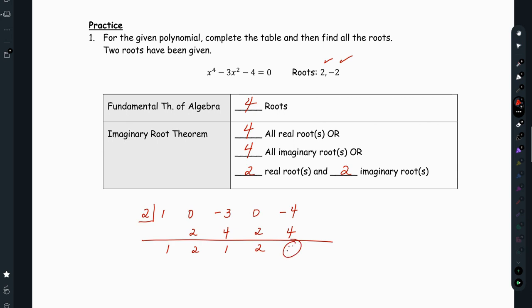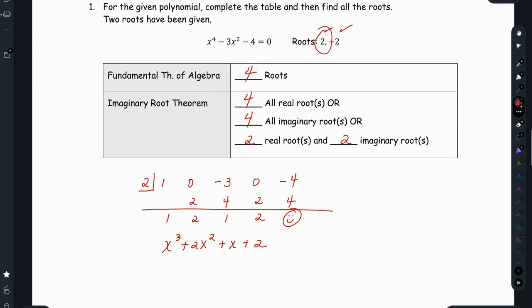And we know we did it right because we got 0 as a remainder. Now we started at a quartic polynomial. We're going to a cubic polynomial. We have x cubed plus 2x squared plus x plus 2. And we've used the root 2. We can now use the root -2.